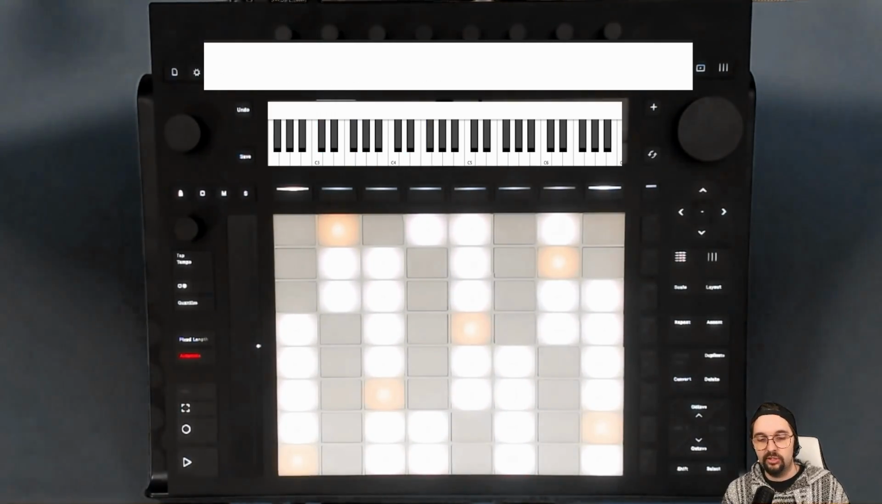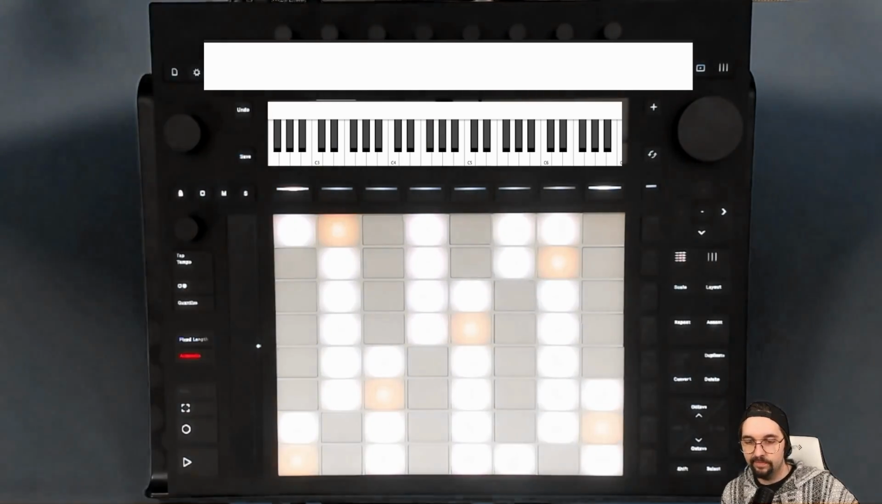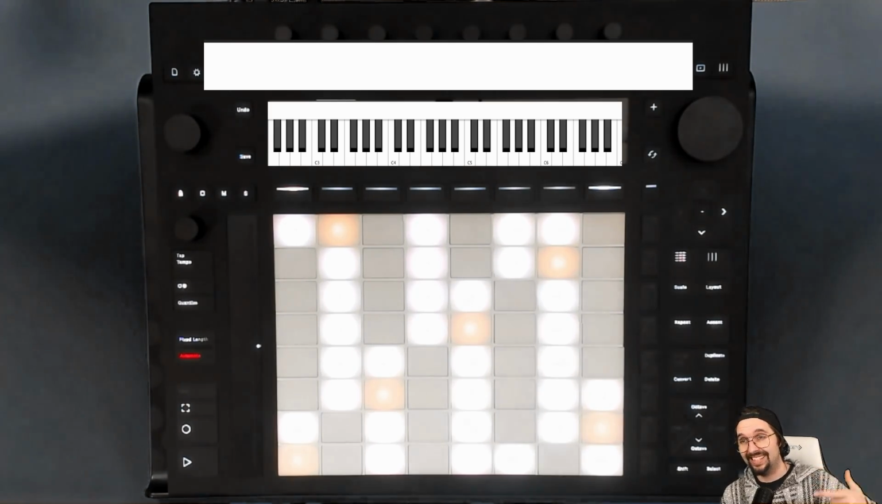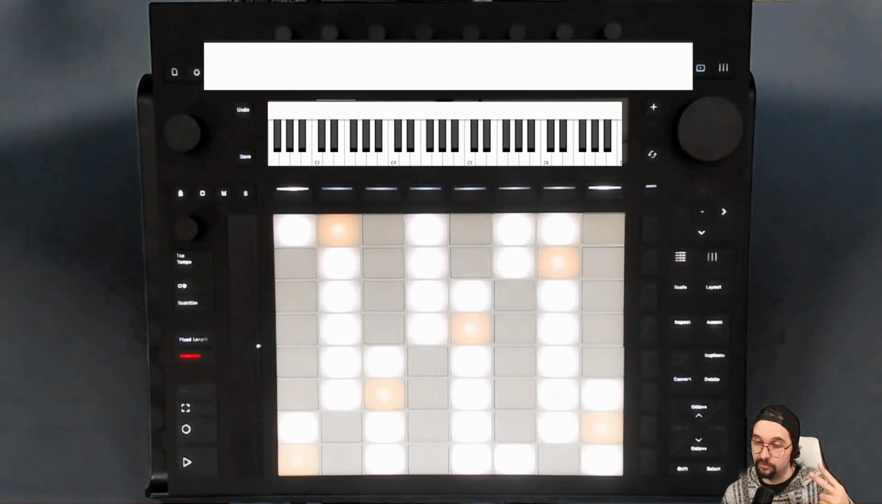And an easy way to remember this is that in a major key, your 1, 4, and 5 are major, and your 2, 3, and 6 are minor, and your 7 is diminished. In a minor key, it kind of flips around, where your 1, 4, and 5 are minor, but then your 3, 6, and 7 are major, and your 2 is diminished.